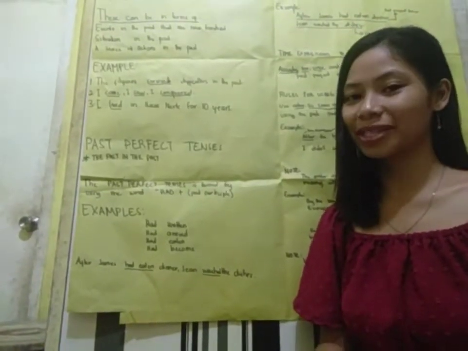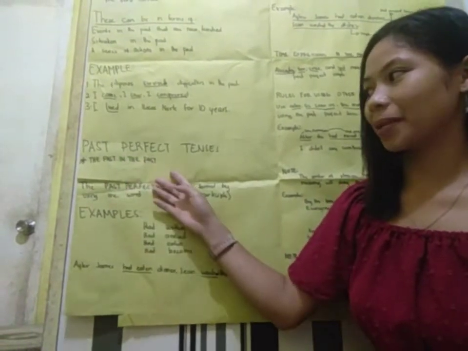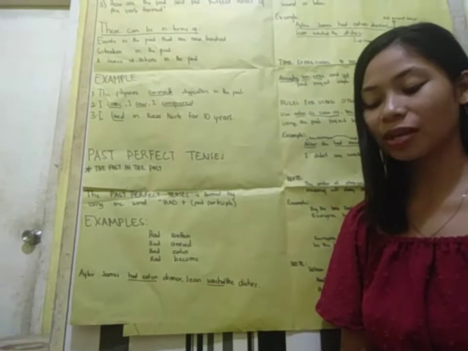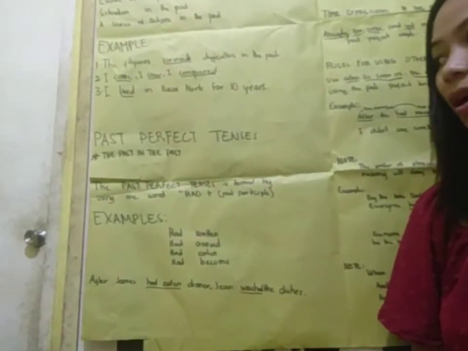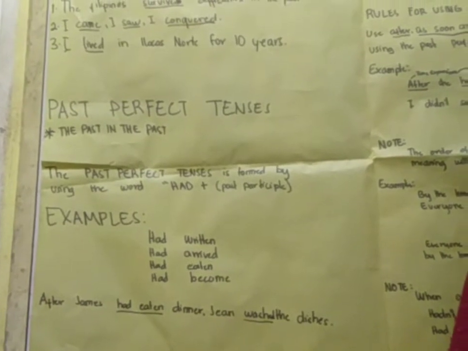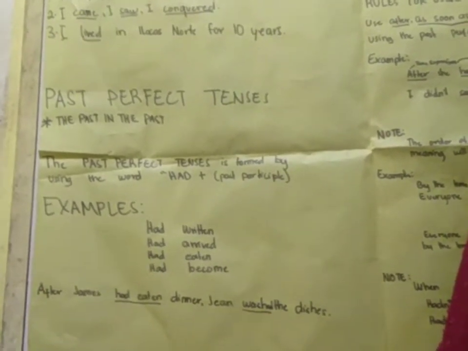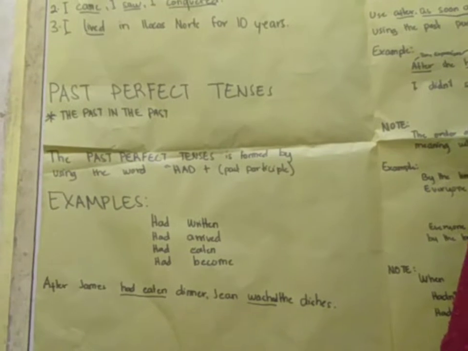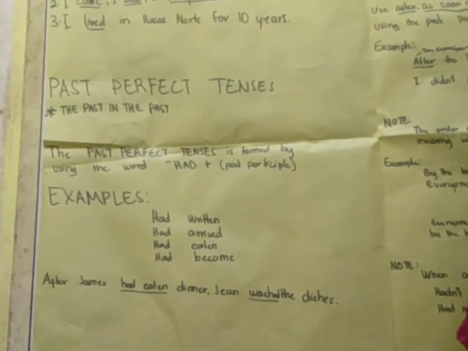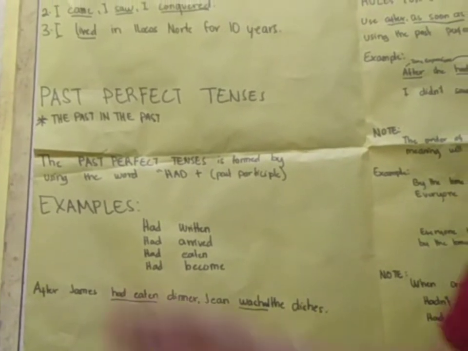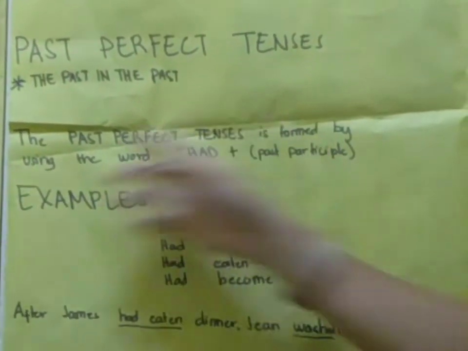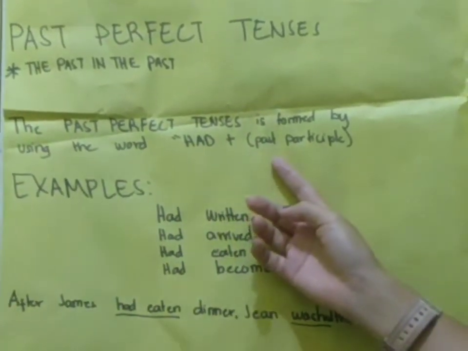Alright, so let's proceed to the past perfect tense. The past perfect tense is sometimes referred to as the past in the past. Why? Because the past perfect tense is used when you are talking about a completed action at some point in the past before something else happened. So how do we form the past perfect tense in a sentence? The past perfect tense is formed by using the word had plus the past participle.